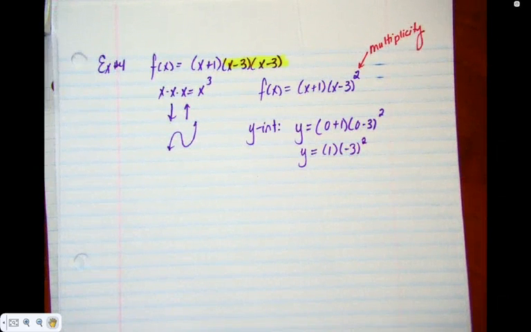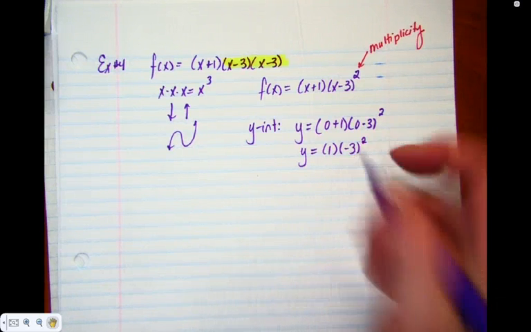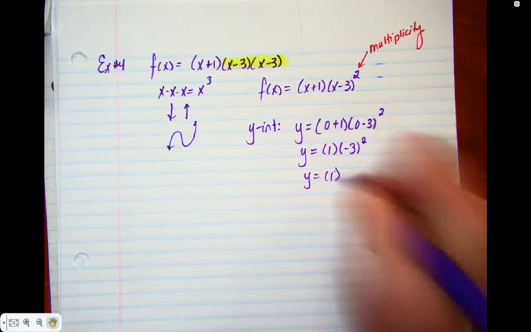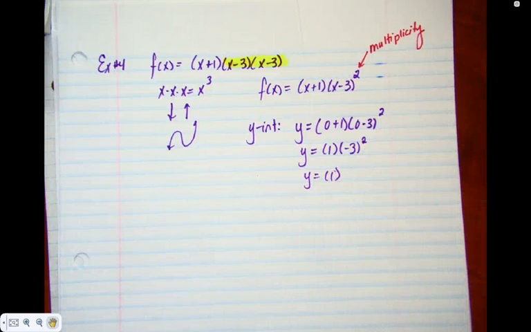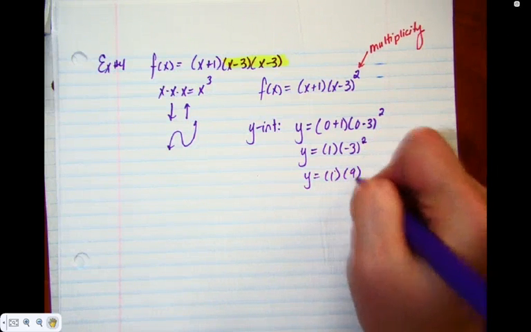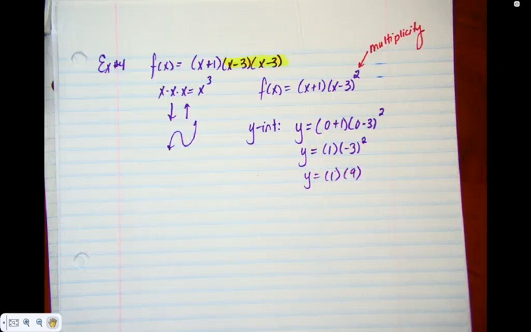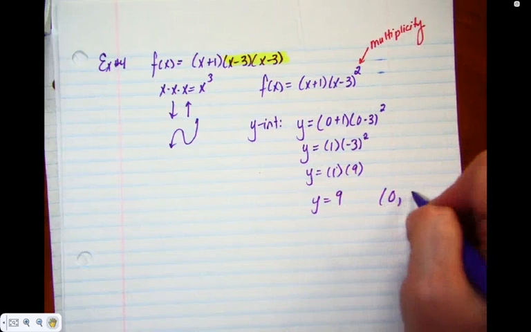And after brackets comes exponent. So I'm going to do this negative 3 squared first. I'm keeping that 1 in front, not touching them yet. What's negative 3 times negative 3? And then the multiplication, what's 1 times 9? 9. So I have a y-intercept at 0, 9.